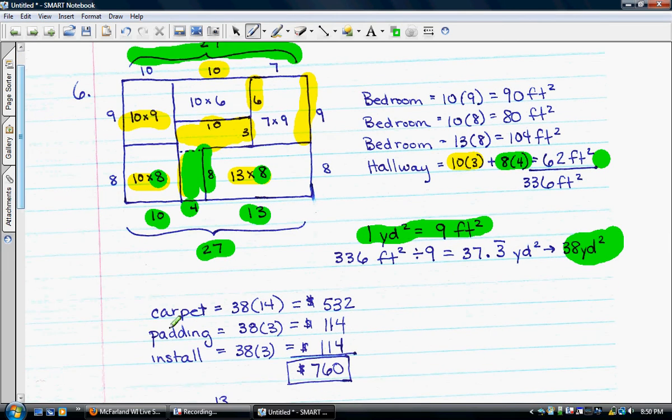So for the carpet, it's $17 for every square yard, or sorry, $14 for every square yard. The padding is $3 for every square yard. Installation is $3 for every square yard. So it gives you a total of $760.